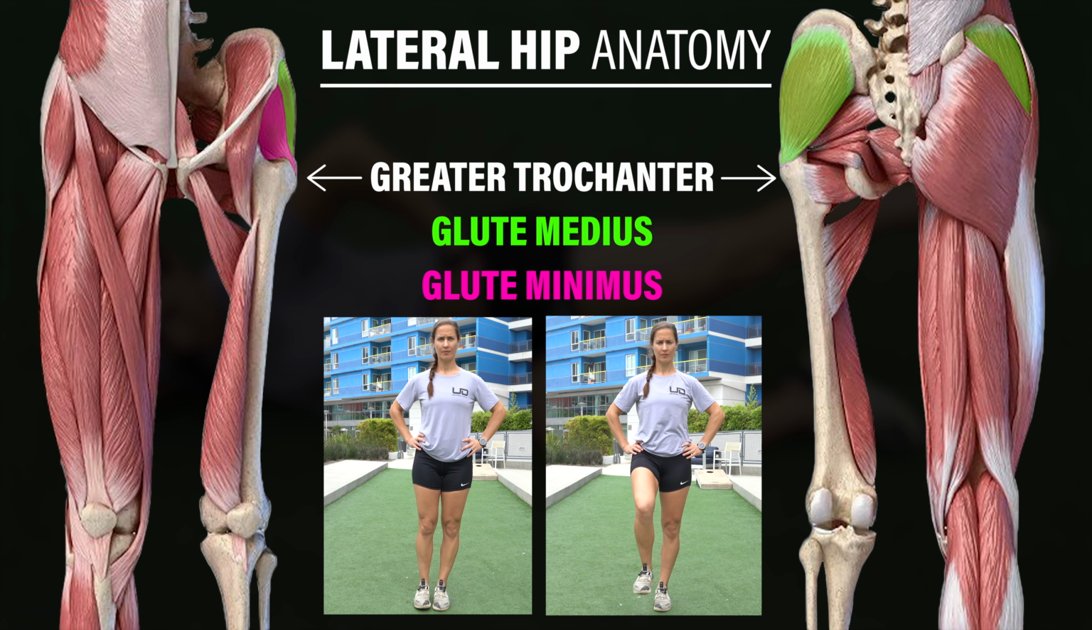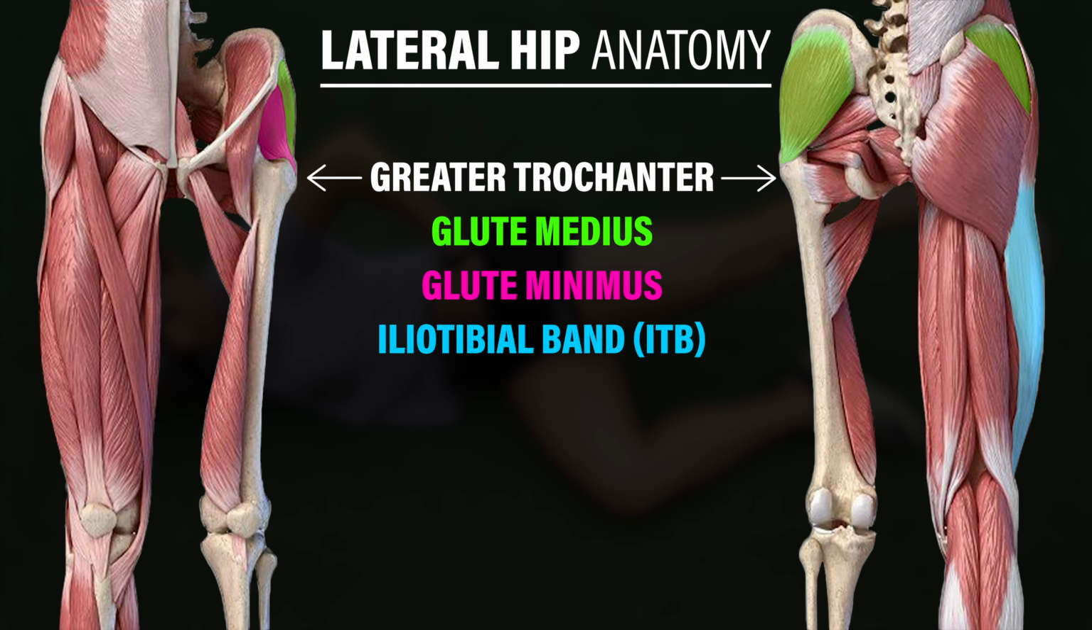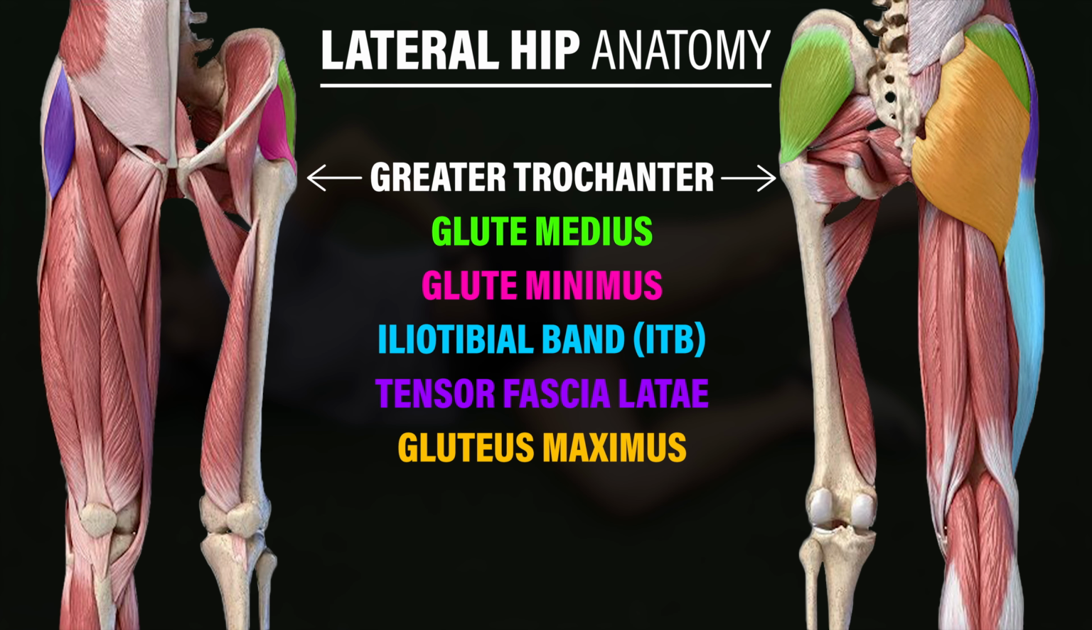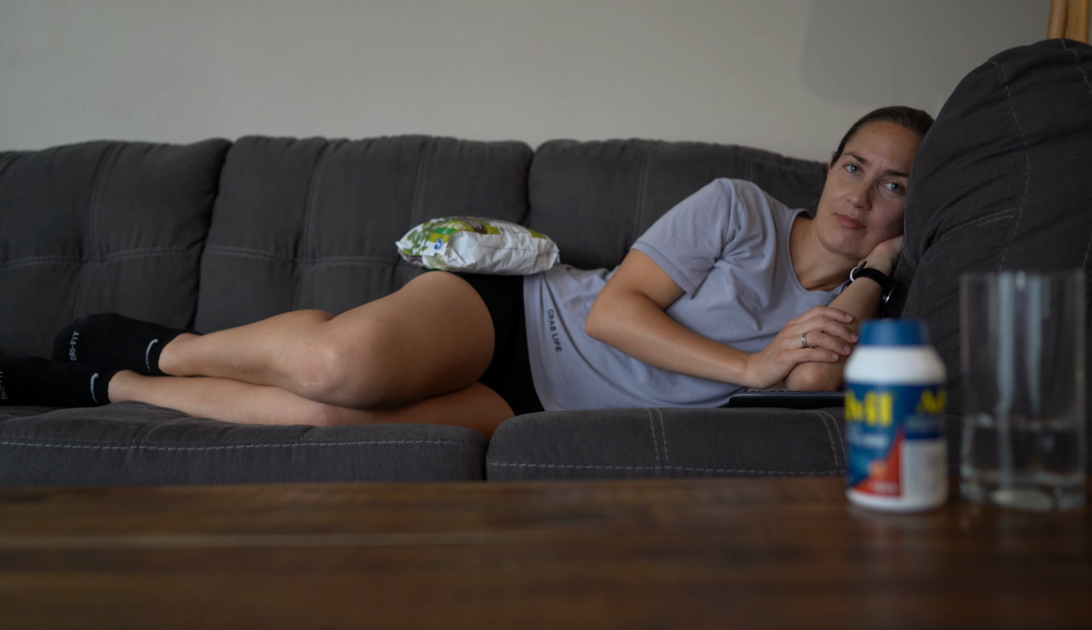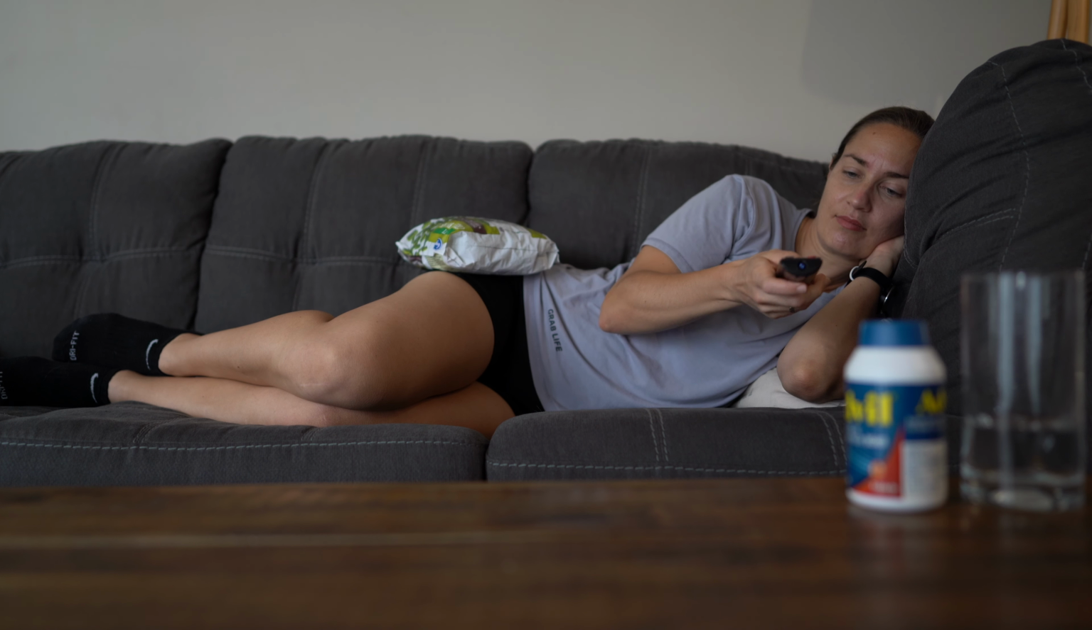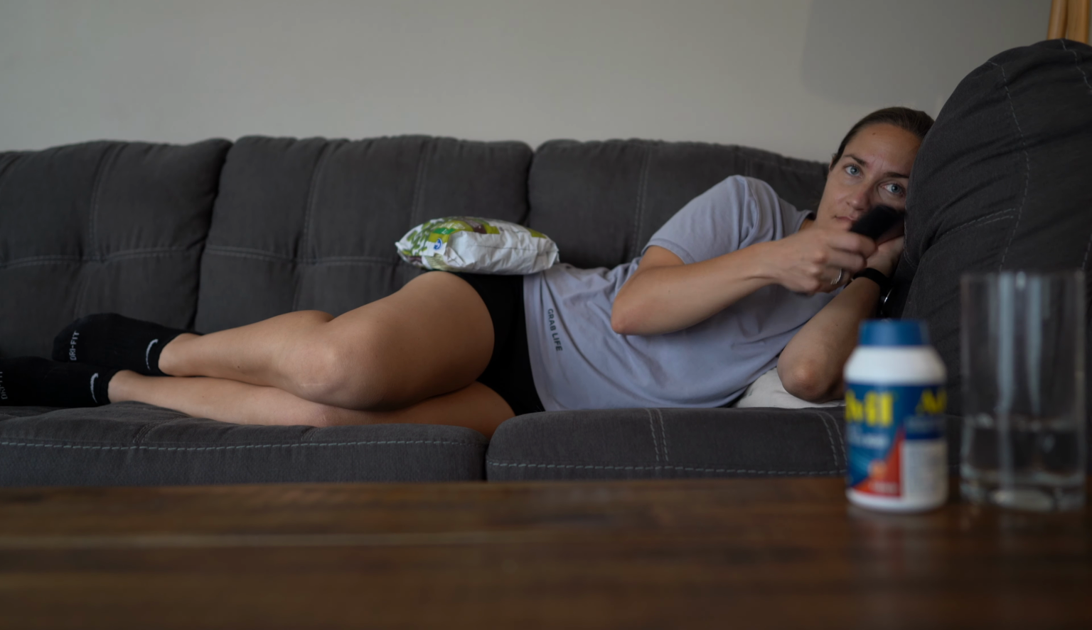Superficial to these tissues, or closer to the skin, lies the iliotibial band that runs from the pelvis all the way down to the knee, with the tensor fasciae lata attaching to it from the front, and part of the gluteus maximus attaching to it from the back. Finally, you have several bursa here, which are small, fluid-filled sacs that help to cushion and reduce friction in the area.